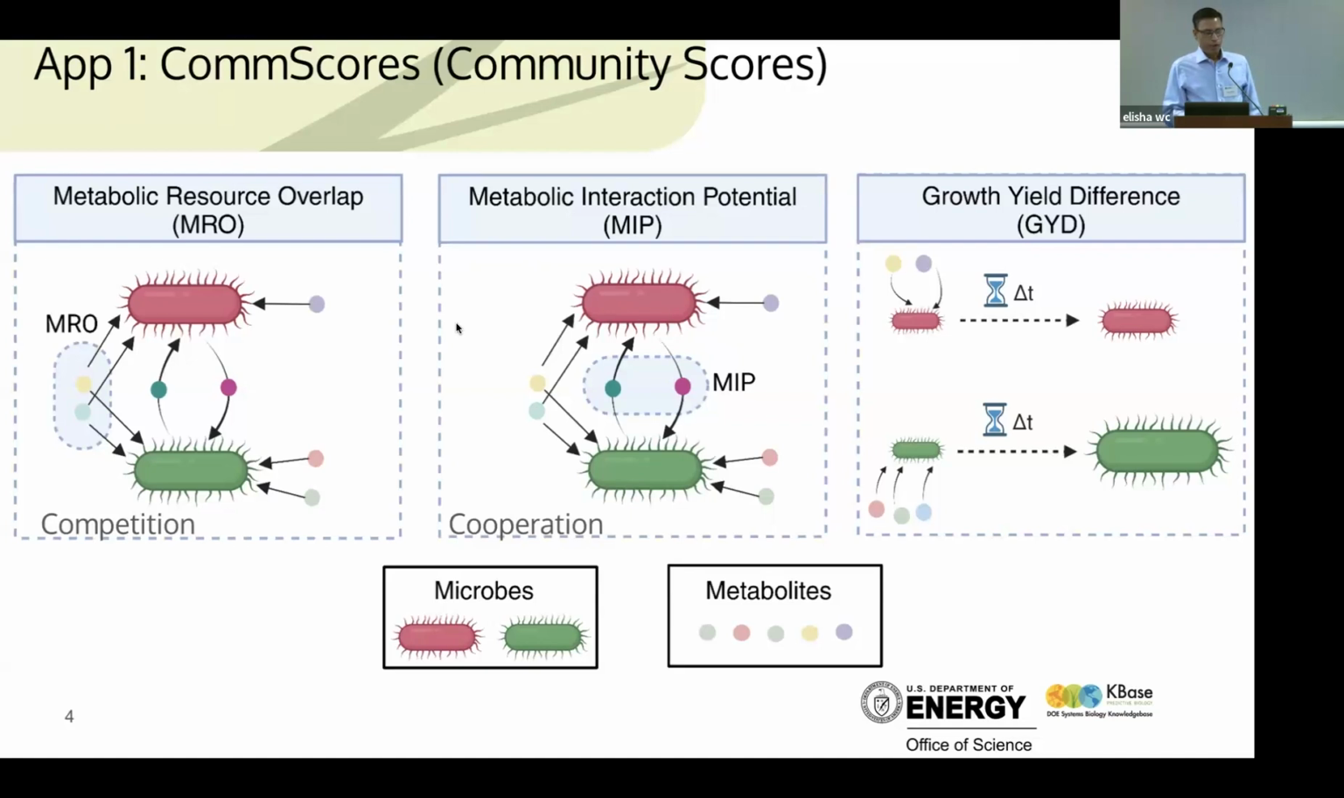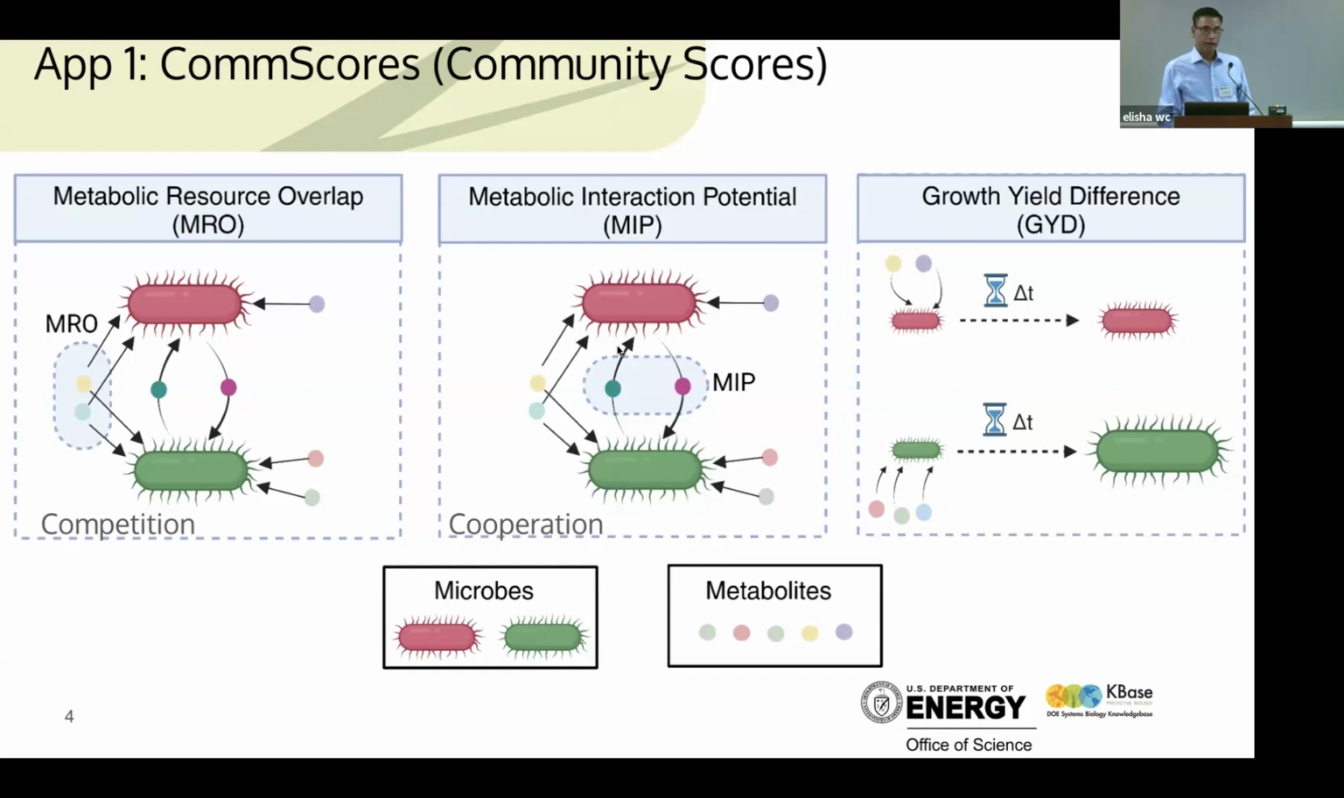So the first app, CommScores, there are several scores that Andrew here has developed. But I'll just go into a little bit of detail on 3 of the scores. The first one is metabolic resource overlap, where basically it's the fraction of metabolites that are overlapping as nutrients between the microbes. So this gives you a measure of competition. You can think of it as some sort of competition.